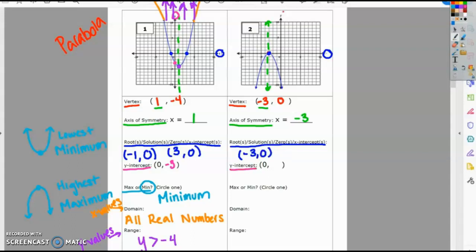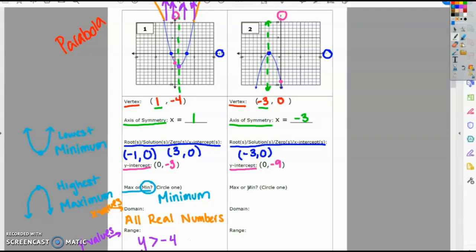Now the y-intercept, where it hits the y-axis. So I go down and I notice it hits it right here. So the x has to be a 0, and the y is -1, 2, 3, 4, 5, 6, 7, 8, 9. So 0, -9 is our y-intercept.